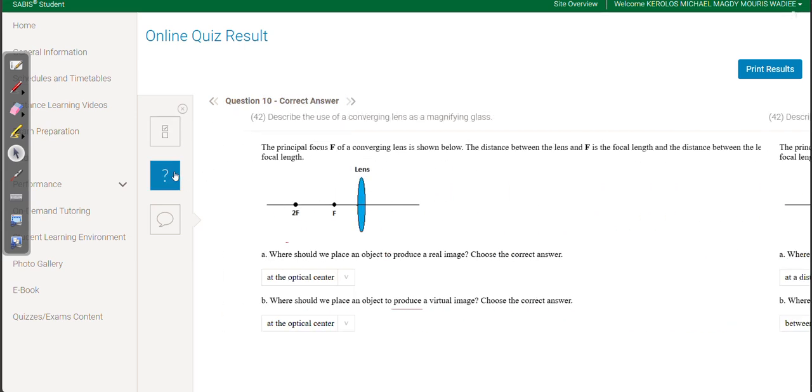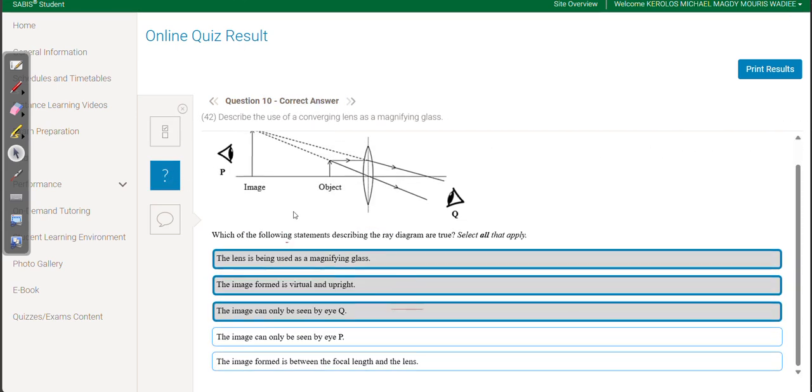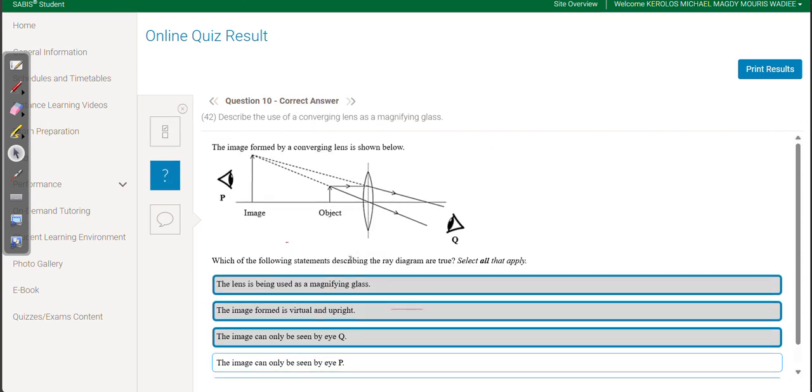Next question. Which of the following statements describing the ray diagram is true? So here we find the image formed here is virtual. How? Because it is dotted, and it is upright. It's not inverted or anything. It's not down. It's upright. So let's start. This is also known as case 1, the magnifying glass.